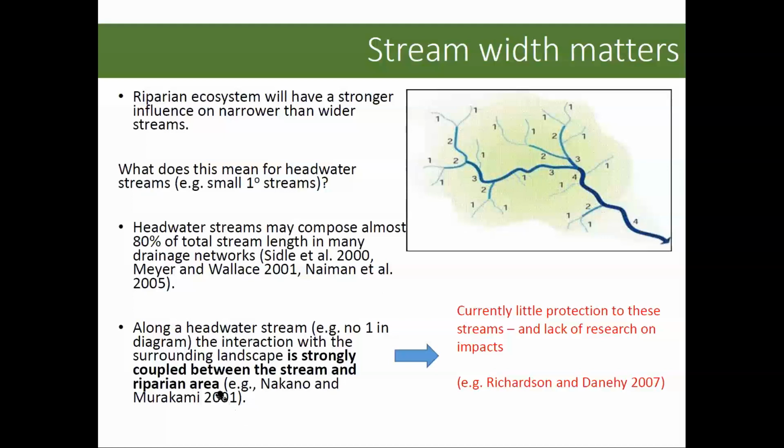So along a headwater stream, what is also different than perhaps along a fourth order or third order stream is that the coupling between that stream and the processes happening in the riparian ecosystem is very strong. So the stream is very vulnerable or connected with the riparian area, perhaps more so than these larger streams. And this is coming out of John Richardson, who is from UBC and is a leading researcher in riparian ecology and management.